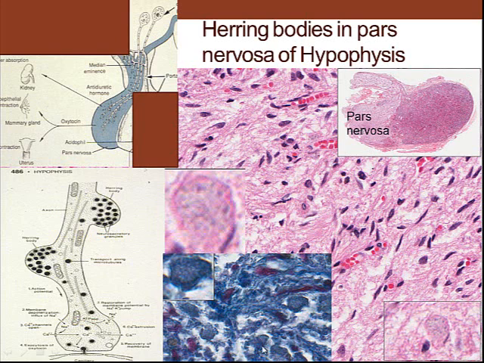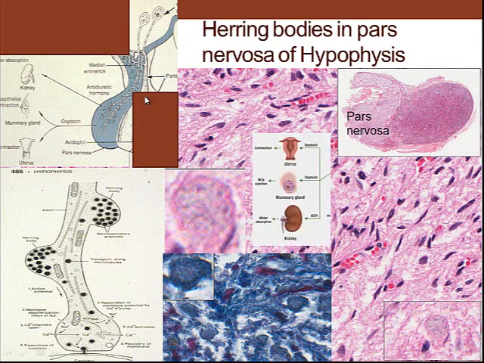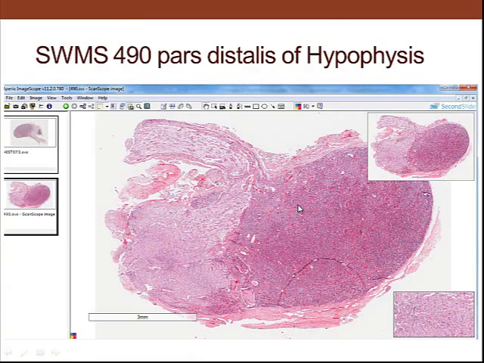This, and that are Herring bodies, which are stored portions of the hormones that are coming down from those neurons that are located in through there. Oxytocin and ADH are the two hormones you're working with.